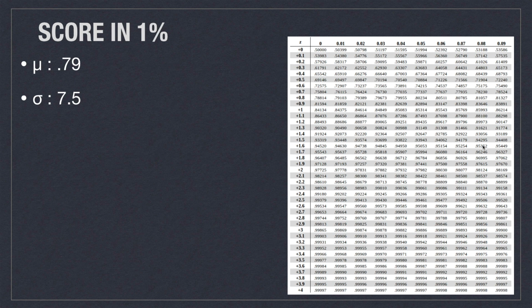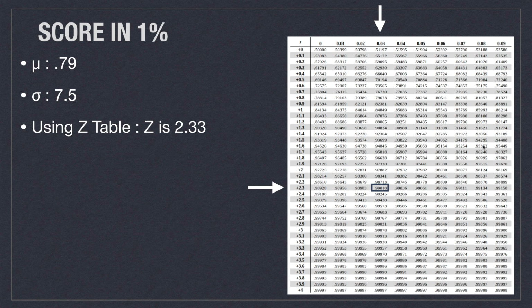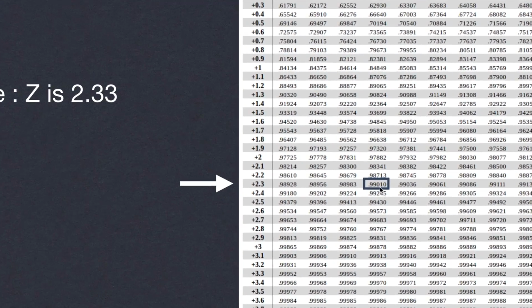Now let's go completely in reverse. Let's say I want to calculate the score I must get to score in the top 1% of my class. Now I know the mean is 0.79 and the standard deviation is 7.5. I then look for 0.99, which would represent top 1%, in the z-table to find the z-score of 2.33. 2.3 right there, and 2.3 right there, and 0.99, which is right there.